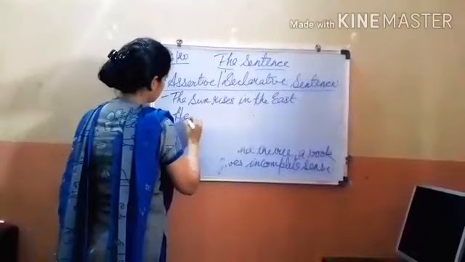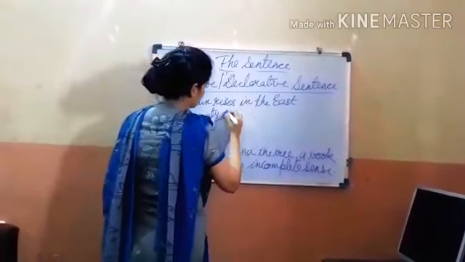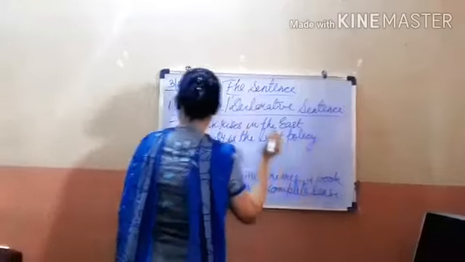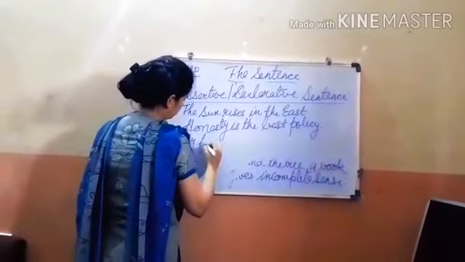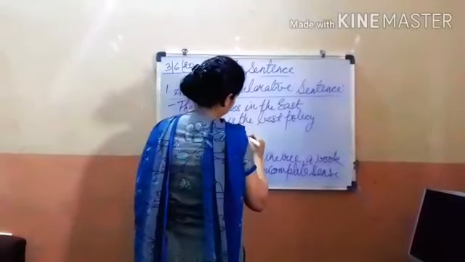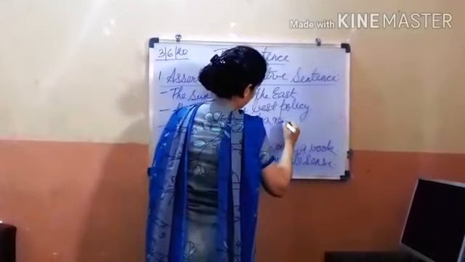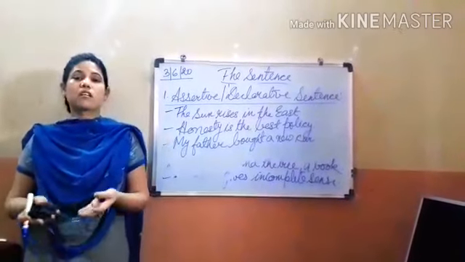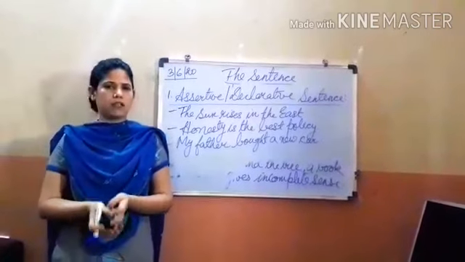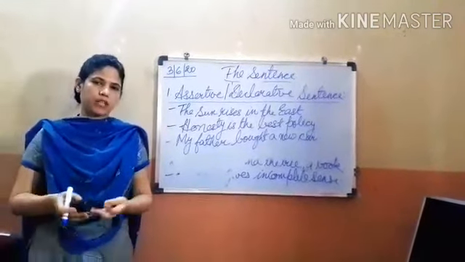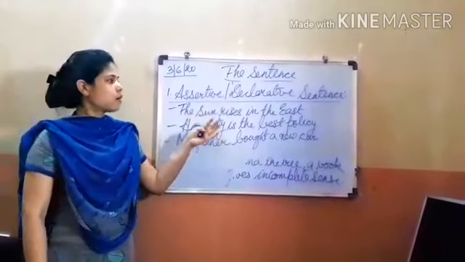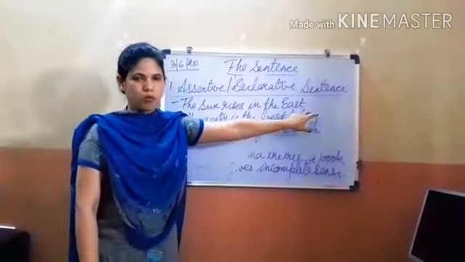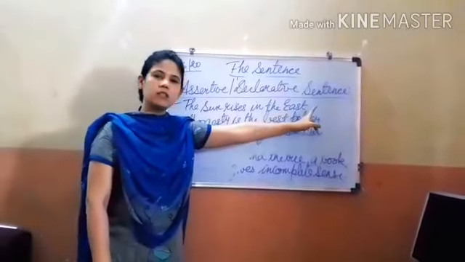Honesty is the best policy. My father bought a new car. I like going to school every day. My mother cooks delicious food. These are all statements made, or information that is given, about something or someone. So these kinds of sentences come under assertive. It starts with a capital letter, gives the full meaning, and ends with a full stop. All assertive or declarative sentences end with a full stop.